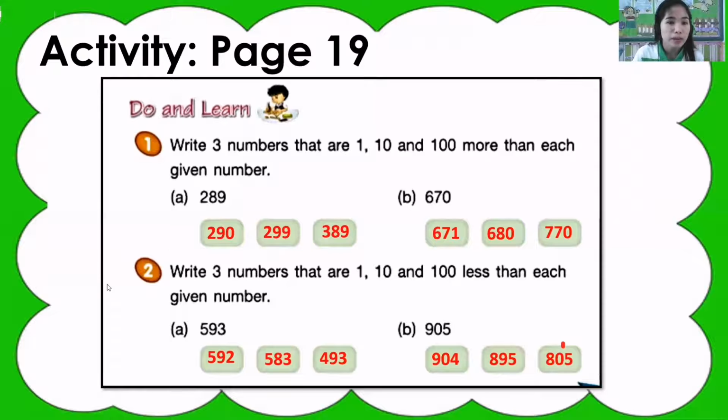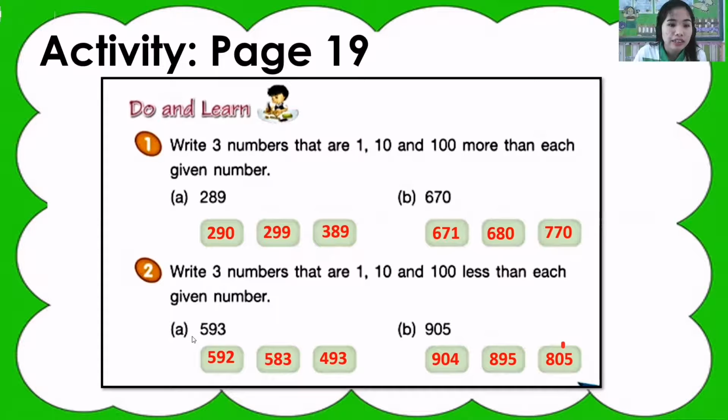Okay, so in number 2, you are going to write 3 numbers that are 1, 10, and 100 less than. In number 1, that is more than, right? In number 2, that is less than. So you are going to subtract numbers 1, 10, and 100. So, do you have a question?